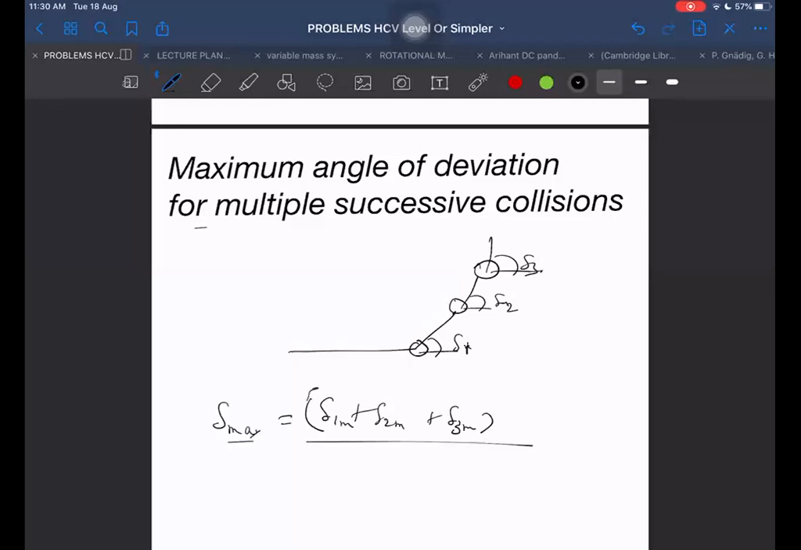That is the maximum possible angle of deviation which we can achieve by making a particle strike other particles of different masses, maybe M2, M3, M4, with coefficients of restitution e1, e2, e3. If I know all these, then I can find out the maximum possible angle of deviation which I can achieve for the particle made incident on these particles. But I have to arrange these in such a way that they are striking at a right angle.